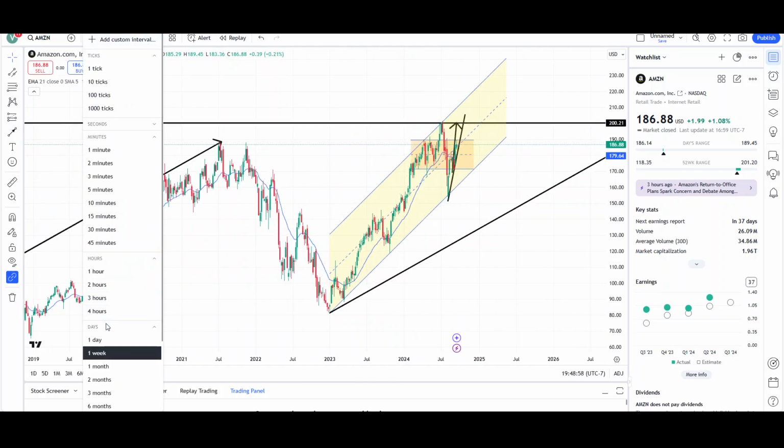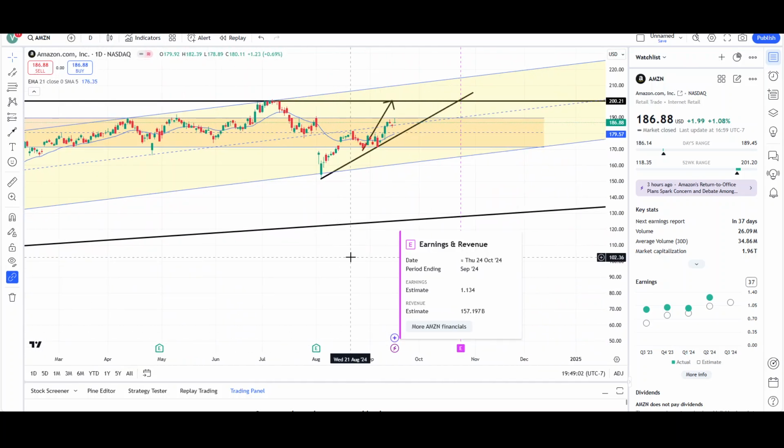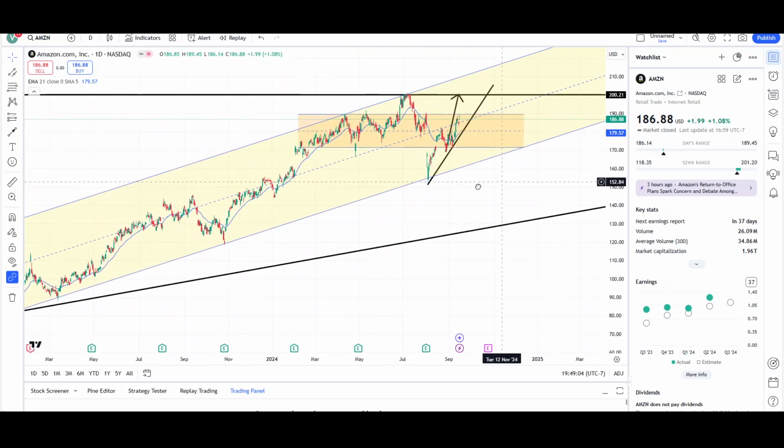So all I have for Amazon, the daily and weekly charts. You can see that earnings is expected sometime later next month, and we'll go from there.